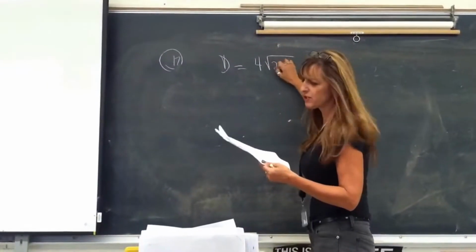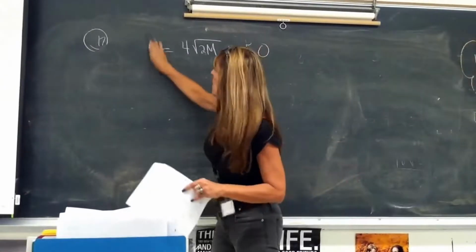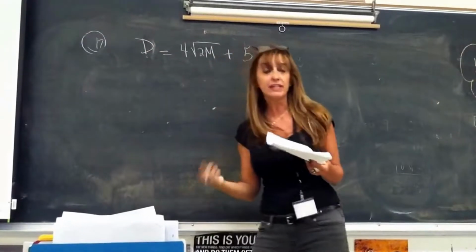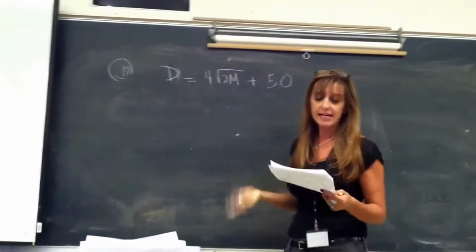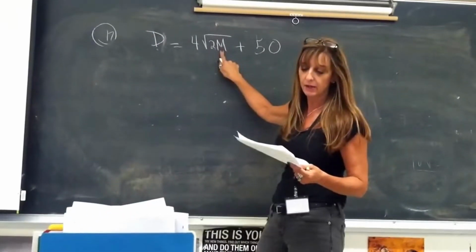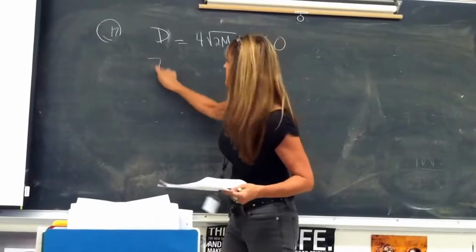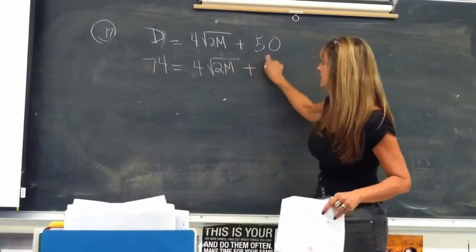Number of dogs: 4 rad 2m plus 50. M is months, D is dogs. Just make sure you read it carefully on the test. Make sure you know what your variables mean. And it asks how many months will it take for 74 dogs? So 74, solving for m.